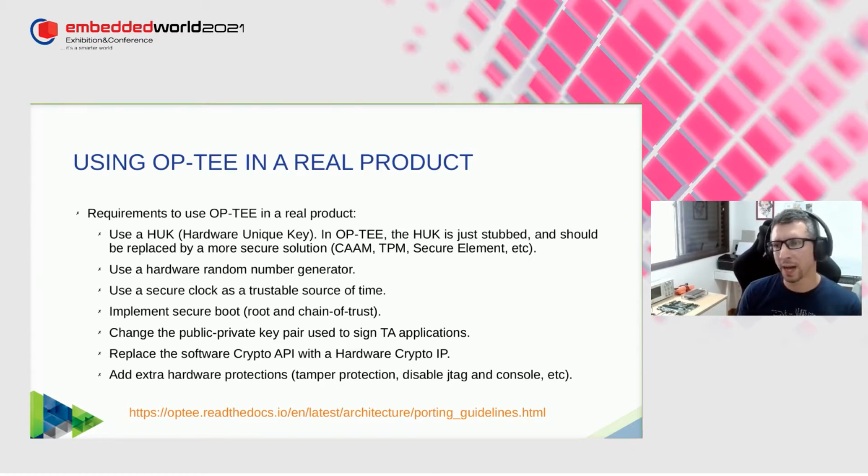So, for example, on NXP i.MX devices, we have a secure module called CAAM, and this secure module provides this hardware unique key. If you don't have something like this in your SoC, you could think about using a secure element or a TPM or any other kind of hardware implementation to have this hardware unique key available for OP-TEE to secure the device. You're going to need a hardware random generator, and a secure clock as a source of time. If you don't have that, again, your security will be compromised.